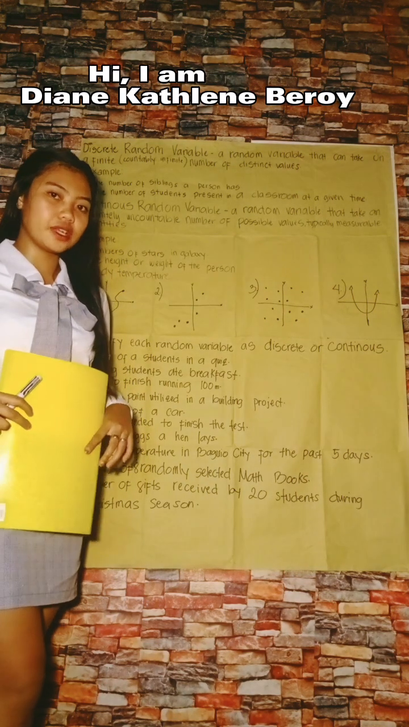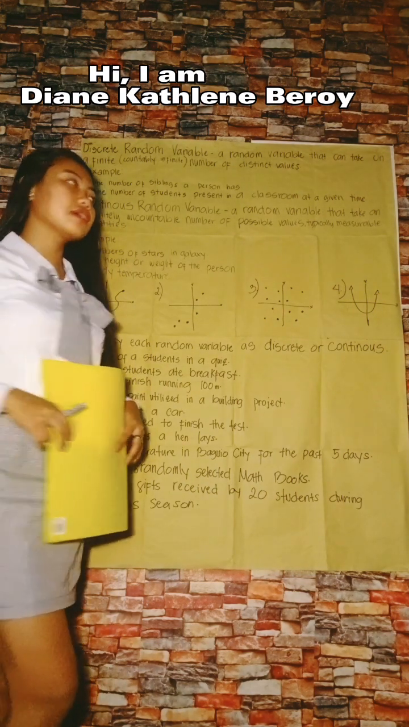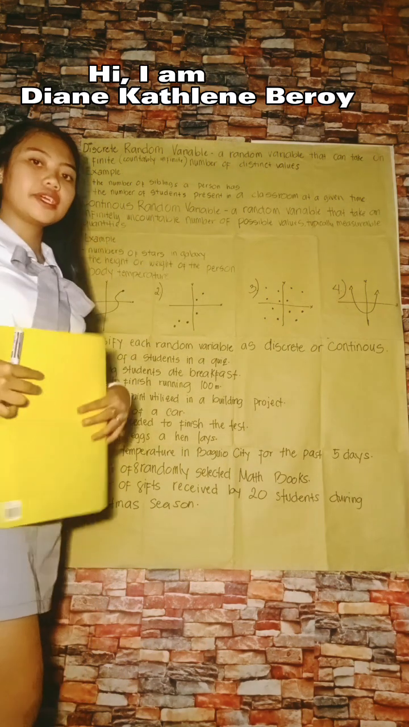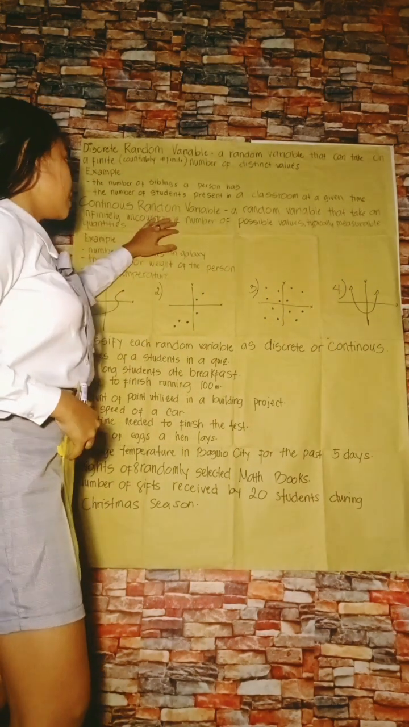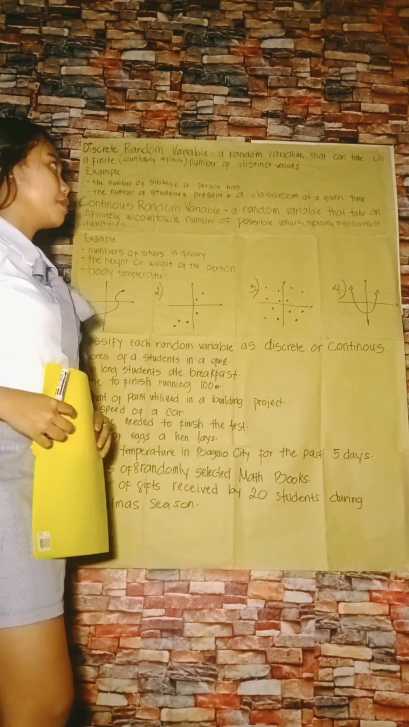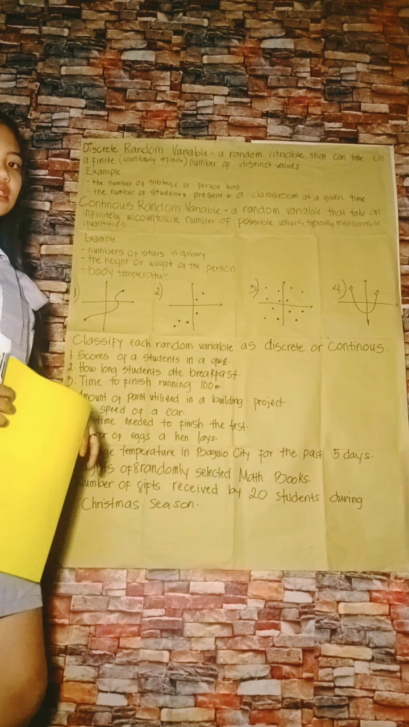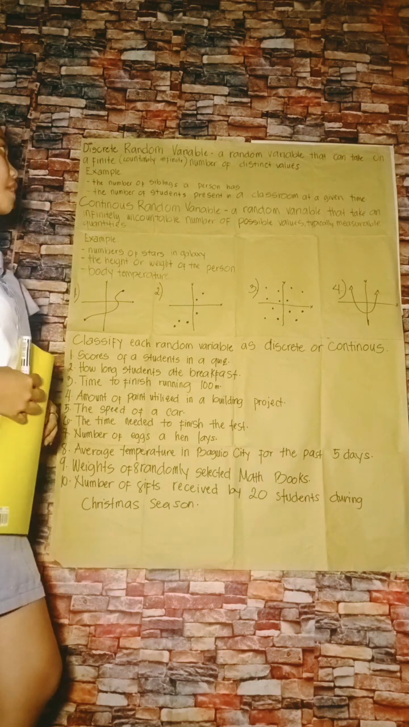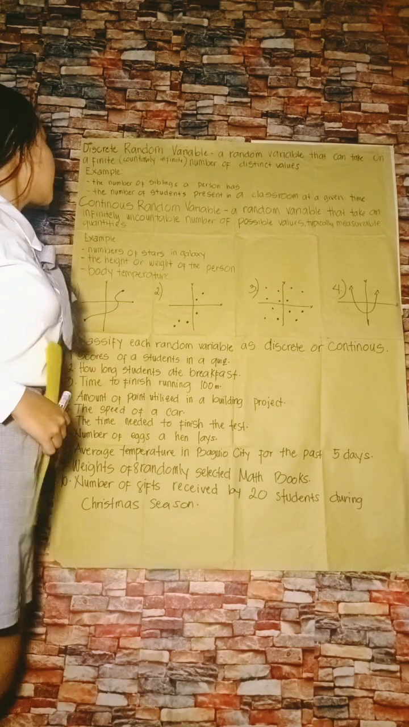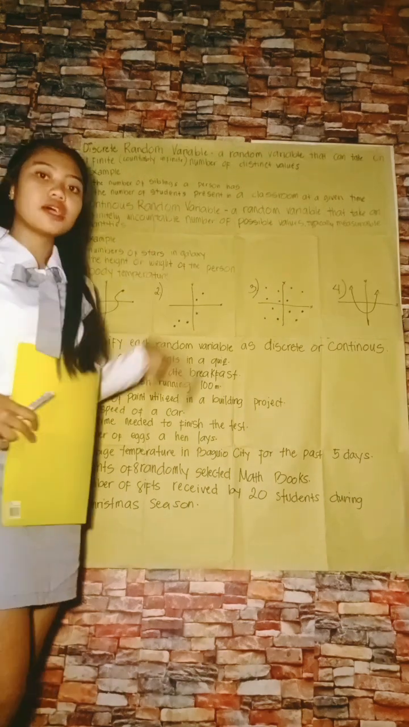Good day everyone. So in this video lesson, we will tackle discrete and continuous random variables. These are the two types of random variable. A discrete random variable is a random variable that can take on a finite or countably infinite number of distinct values. It is all about counting data. Mostly, a discrete random variable is a whole number.